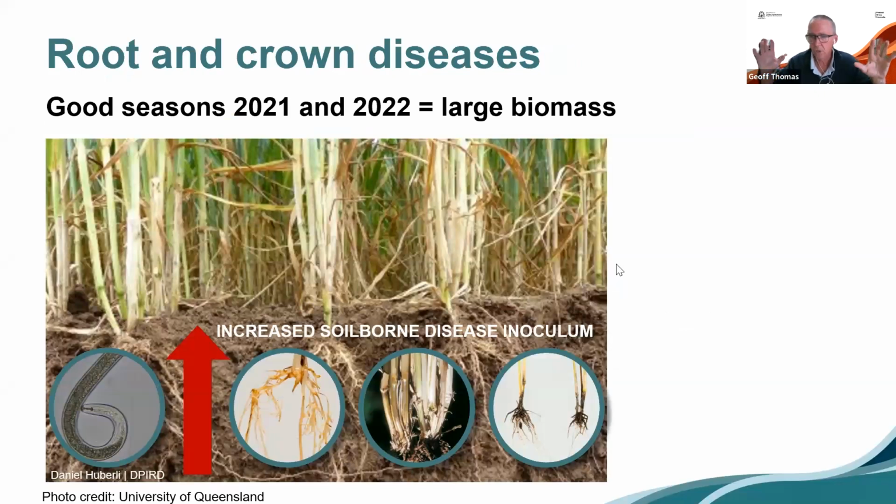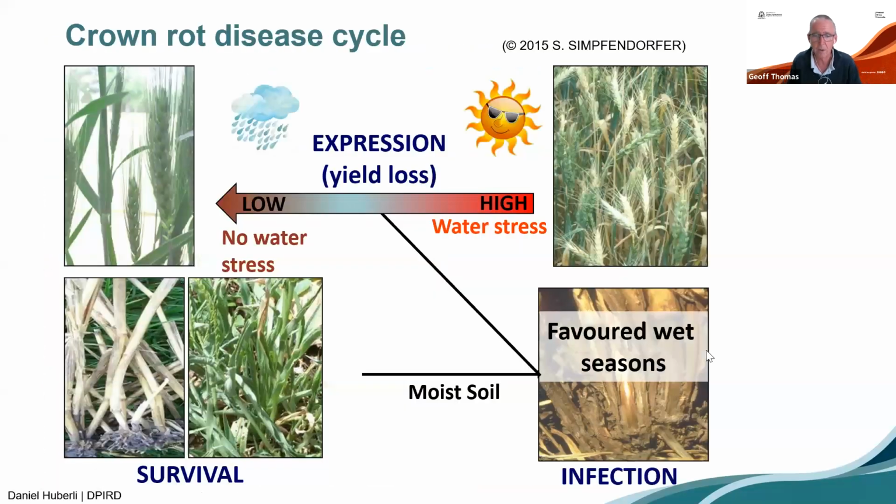Finally, I've been concentrating above the ground. What we know is, of course, that if we've had years with big crops and plenty of above ground biomass, there has been also plenty of below ground biomass, and that is providing opportunity for root disease and pests to develop. I'm not going to spend a lot of time on this, but Daniel Huberdeau has provided this information for me. There's an increased risk of soil-borne disease inoculum. If we look at a disease like crown rot, for example, we know that in the last couple of years, in areas that have historically had crown rot, maybe we haven't seen much of the disease, but we do know that infection is actually favoured by wet conditions.